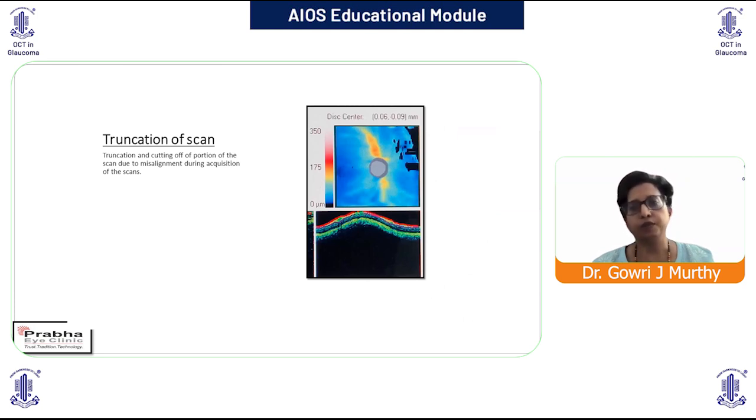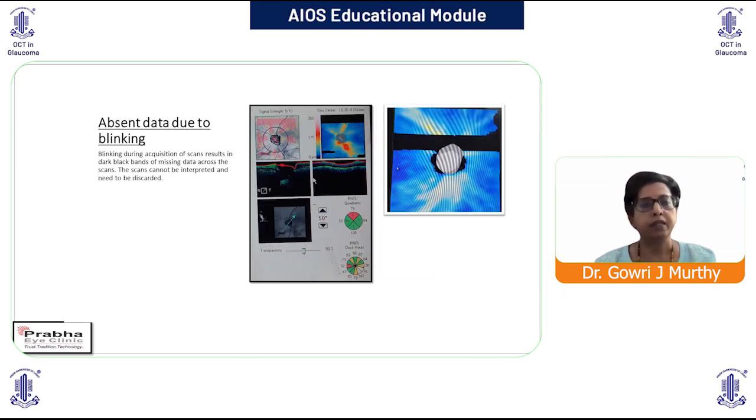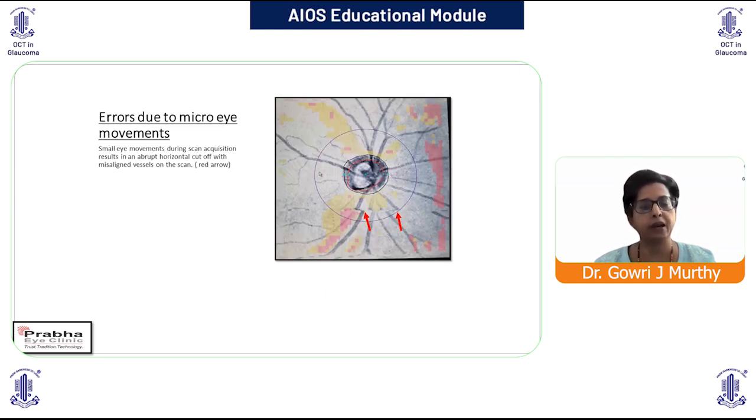During the acquisition of the scans, part of the RNFL image may be truncated or cut off due to inaccurate optimization of the scans. This can happen in staphylomas in myopes as well. This leads to errors in the RNFL estimation. Such scans are also to be discarded. This is another example of absent data due to blinking, and such scans should be discarded.